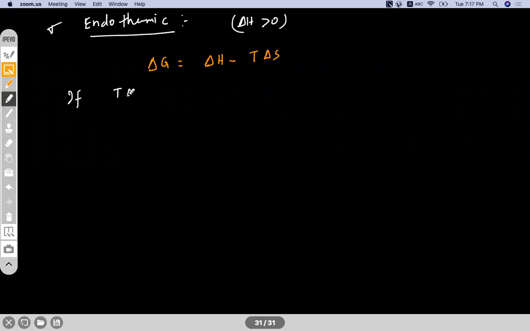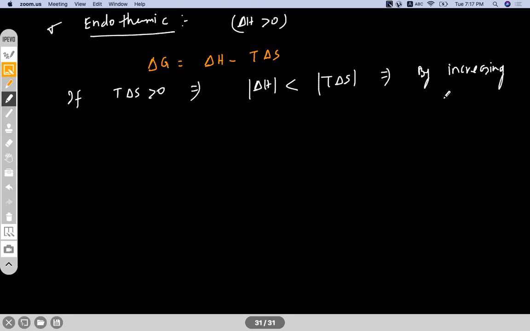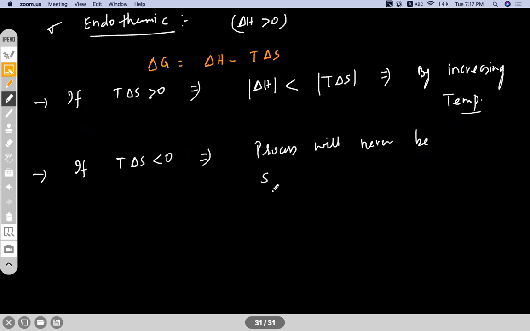if T delta S is greater than zero, the condition for this to be spontaneous is that the magnitude of delta H should be less than the magnitude of T delta S. And this condition we can achieve by increasing temperature, because as temperature increases, T delta S increases and this condition is possible. If T delta S is negative, then the process will never be spontaneous.